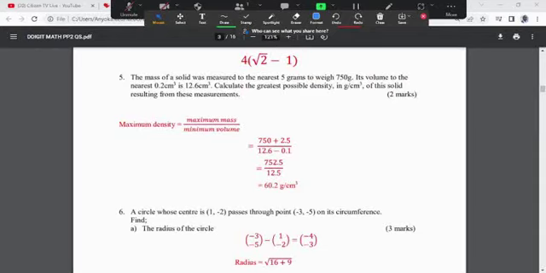The mass of a solid was measured to the nearest 5 grams to weigh 750 grams. Its volume to the nearest 0.2 centimeter cube is 12.6 centimeter cubed. Calculate the greatest possible density in grams per centimeter cube of this solid resulting from these measurements. All right.